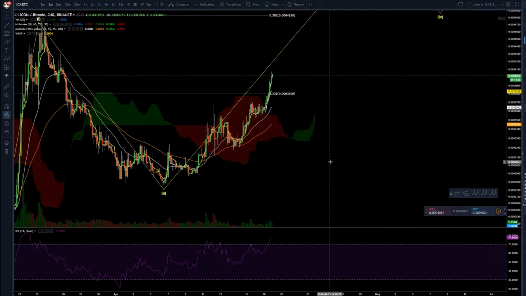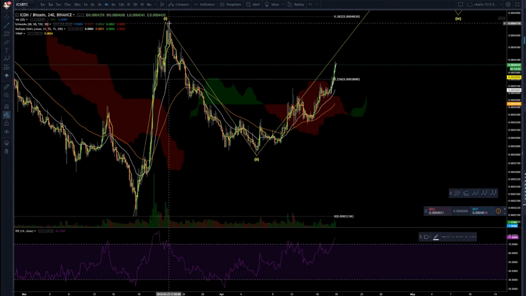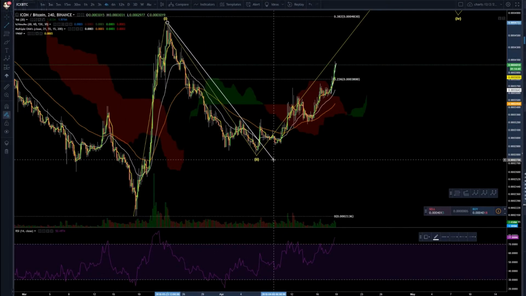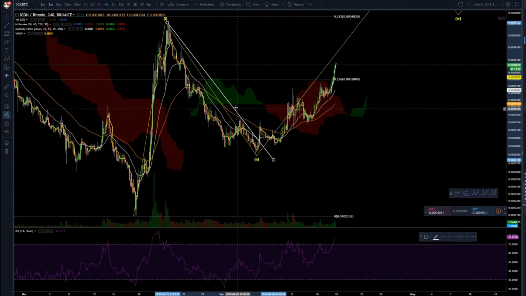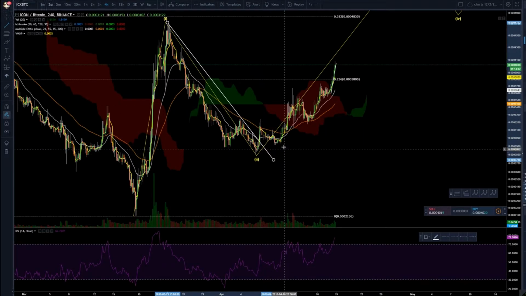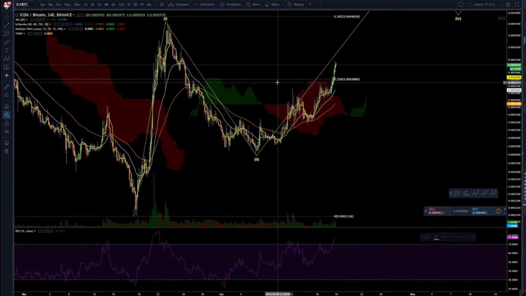So I like to first see a market be bullish again. For example, here on Icon, you see, boom, it breaks out, then tests again, and it makes the double bottom with the RSI divergence to the bullish side.